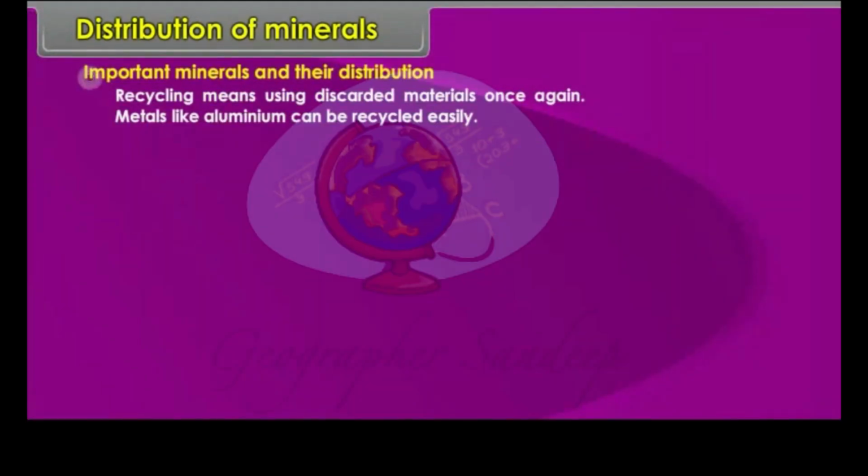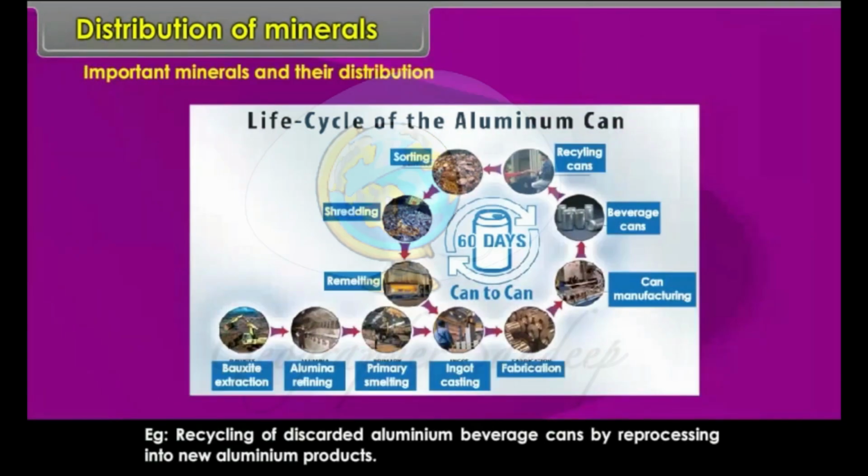Recycling means using discarded materials once again. Metals like aluminium can be recycled easily. Example: recycling of discarded aluminium beverage cans by reprocessing into new aluminium products.